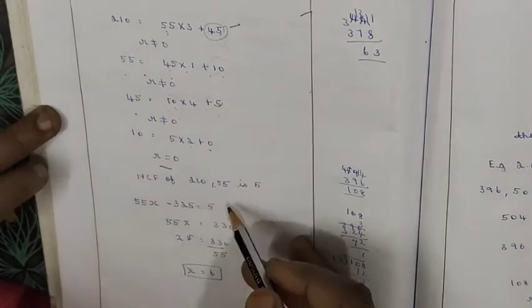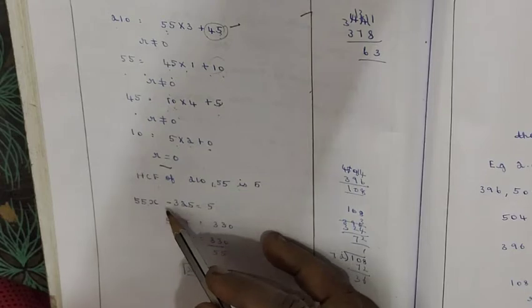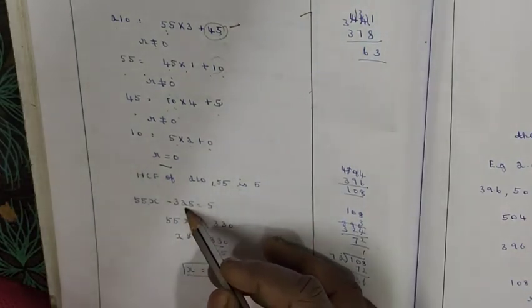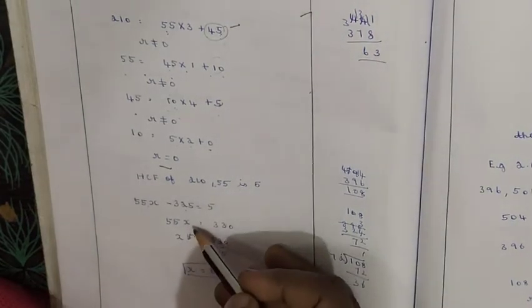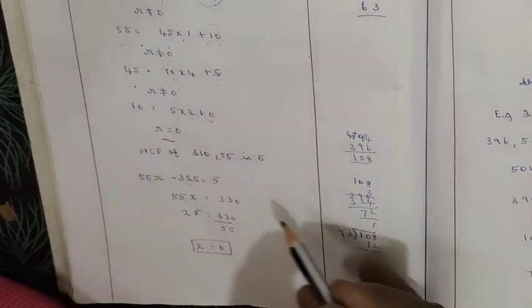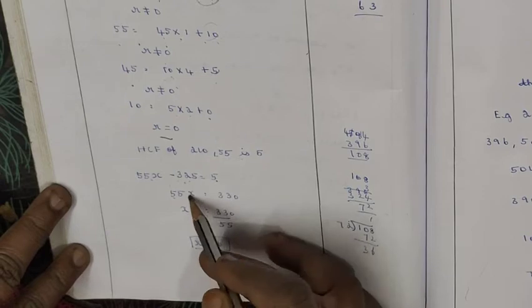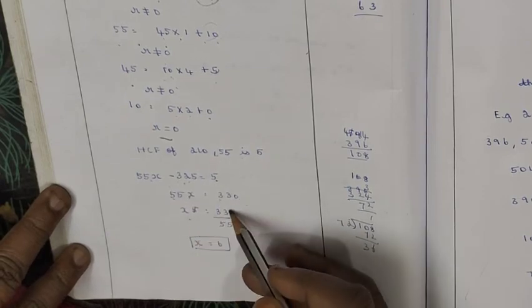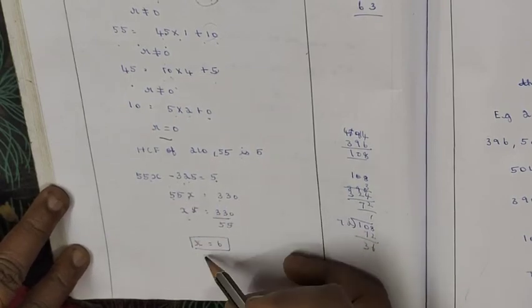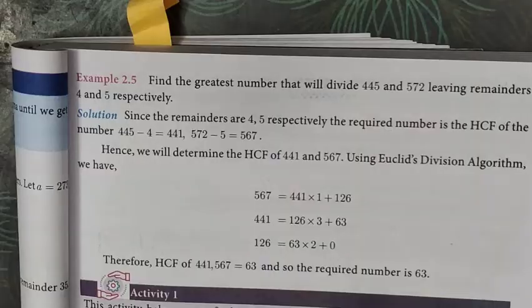Okay, now we want to find 55x minus 325. In this, we have to find the value of x. Okay, now here 55x minus 325 is 5. 55x equals 330, x equals 330 by 55. So, x equals 6.